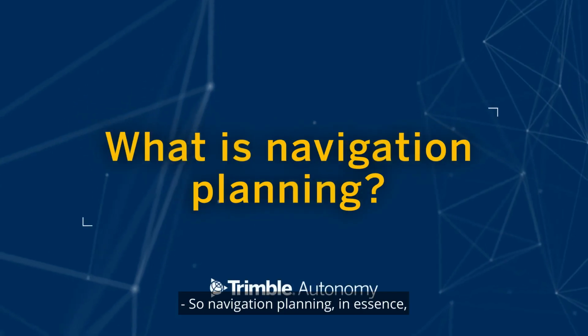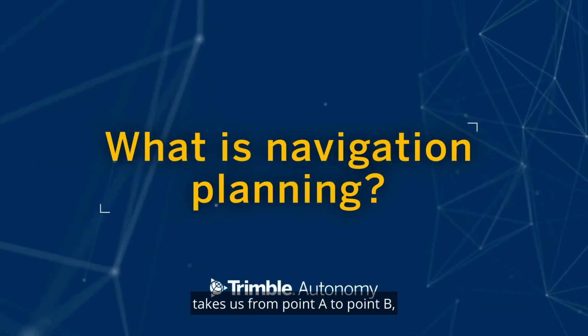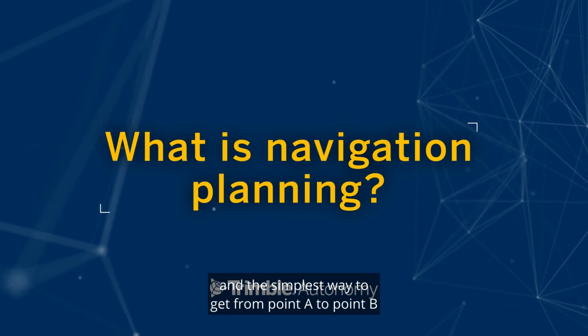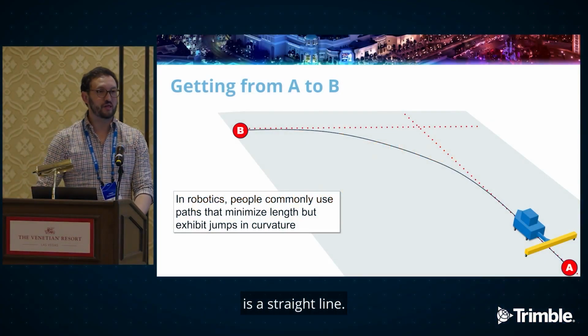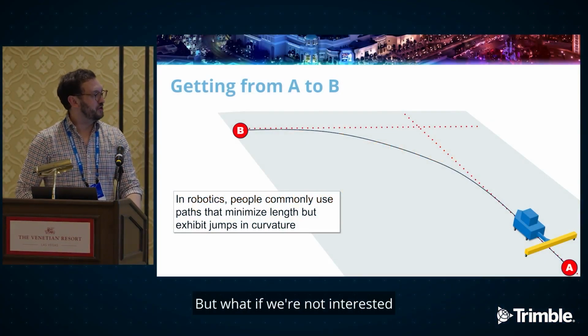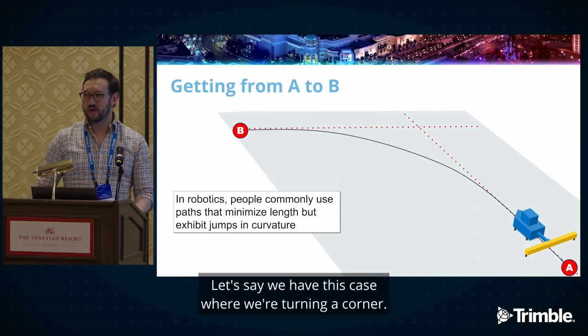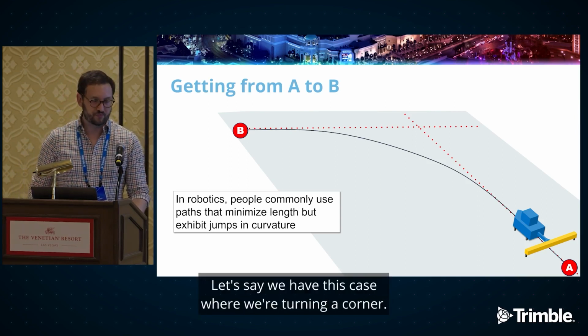So navigation planning, in essence, takes us from point A to point B, and the simplest way to get from point A to point B is a straight line. But what if we're not interested in the simple straight line? Let's say we have this case where we're turning a corner.